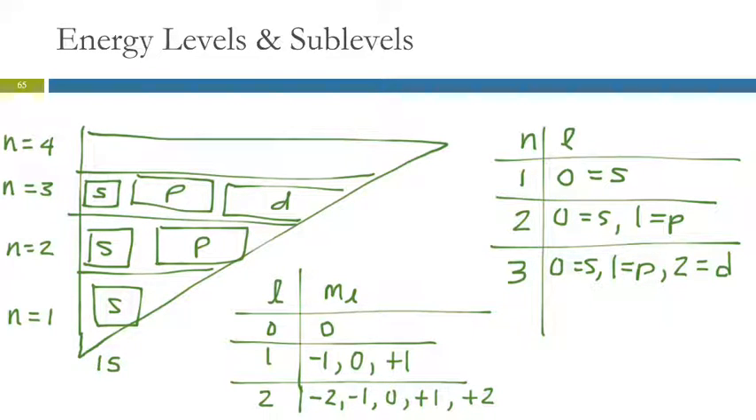So I'm just going to put little boxes here. So the S room has 1 orbital. Sorry, don't mix my metaphors here. The S room has 1 bed. The S subshell, sublevel, has 1 orbital. The P sublevel has 3 different orbitals. The D sublevel has 5. So the number of things goes 1, 3, 5, and the next one would be 7. They're odd numbers increasing.